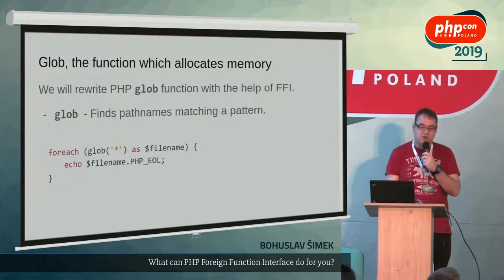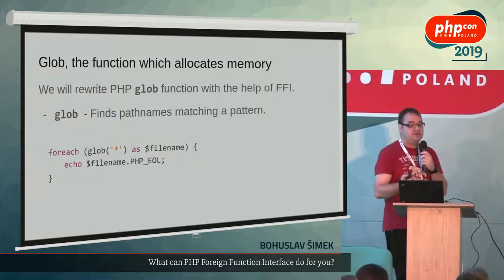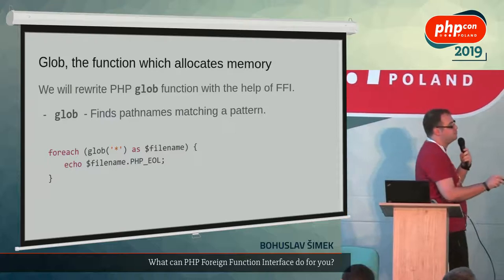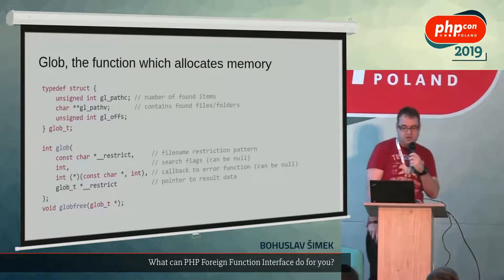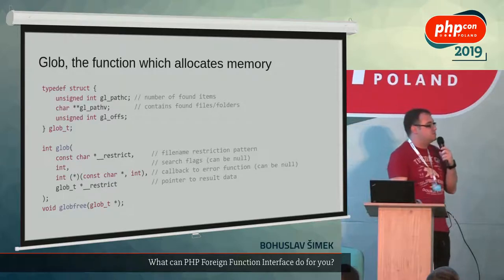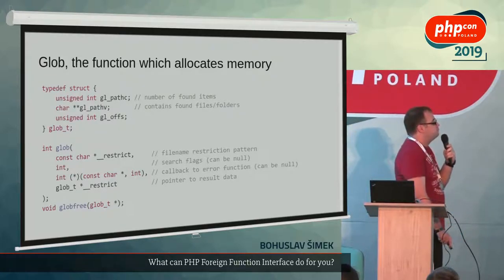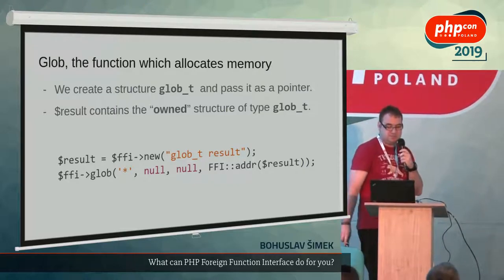In this case, I will try to call the glob function with the help of FFI. The glob function tries to find all path names which match a specific pattern. So in this case, this simple PHP example will return all files or directories in the run directory of the script. And I will try to rewrite it with the help of FFI. The definition in this case is still quite simple. I have some data structure which will be filled, and then I have two methods, glob and globfree. I will discuss them on the next slides.